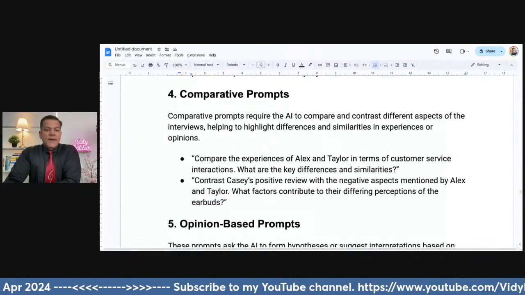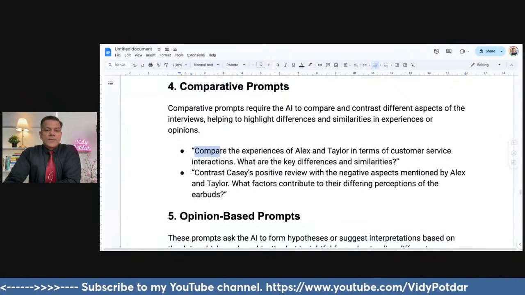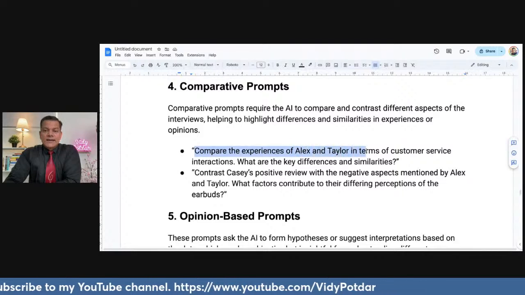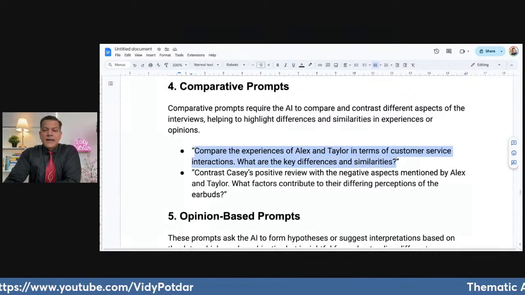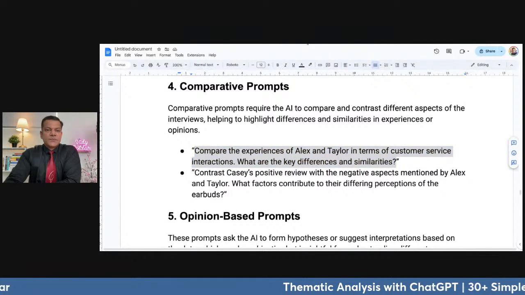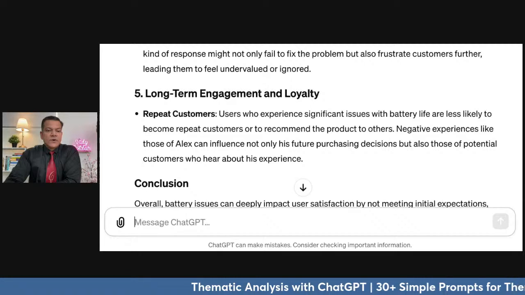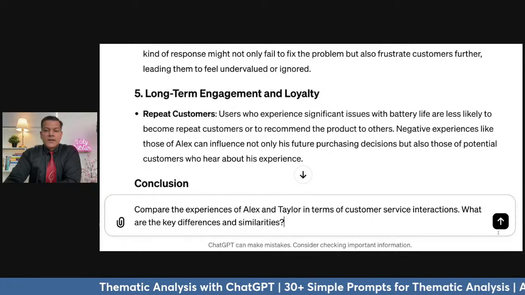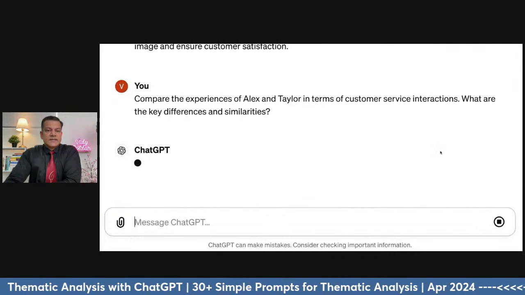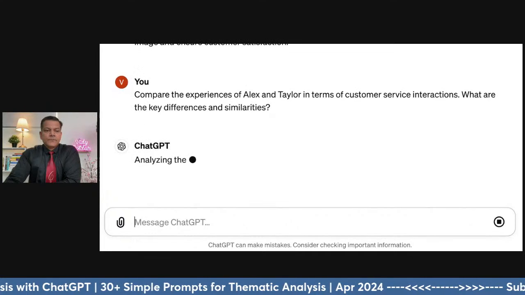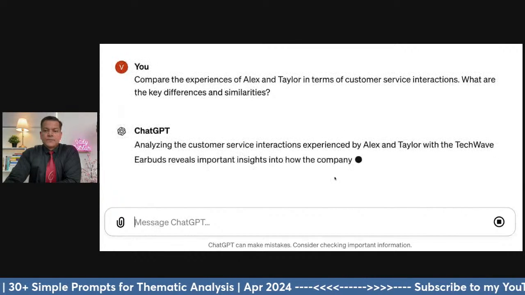So the next prompt is a comparative prompt. So what are we asking here? Compare the experiences of Alex and Taylor in terms of customer service. What are the key differences and similarities? So both have approached customer service with their issues, and let's see what their comparative experiences are.